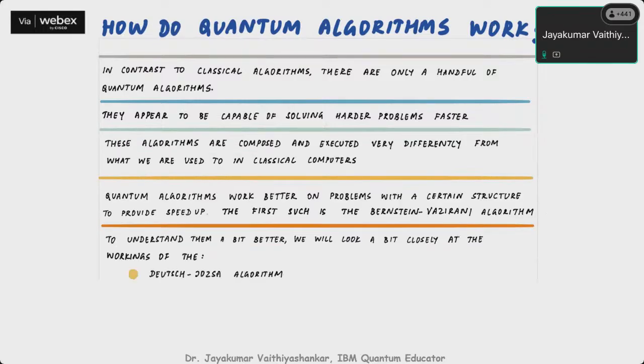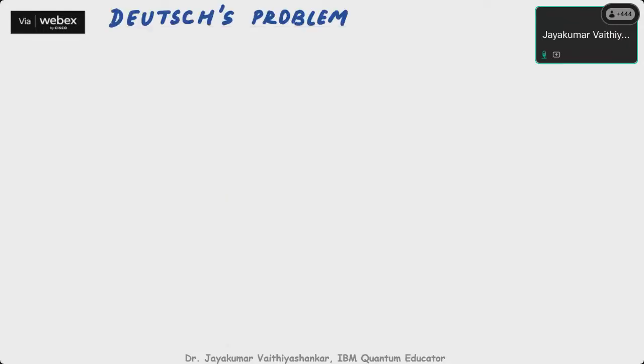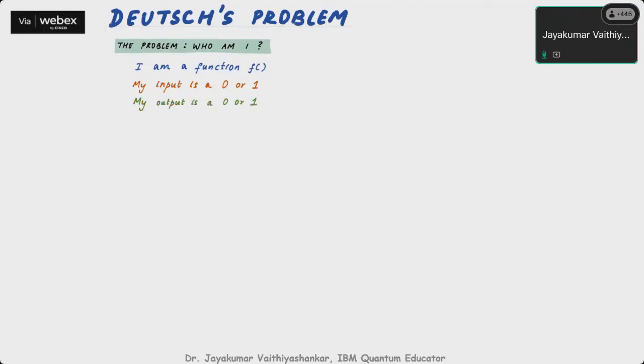In today's session we're going to cover the Deutsch-Jozsa algorithm and Grover's algorithm. I will cover Deutsch-Jozsa in a very quick manner because this is the theoretical part, so it is like a quick refresh. The Deutsch-Jozsa problem is always related to the problem of "who am I?" A function is given to you and you don't know what type of function it is. A function f of x has input 0 or 1, and the function will produce 0 or 1.